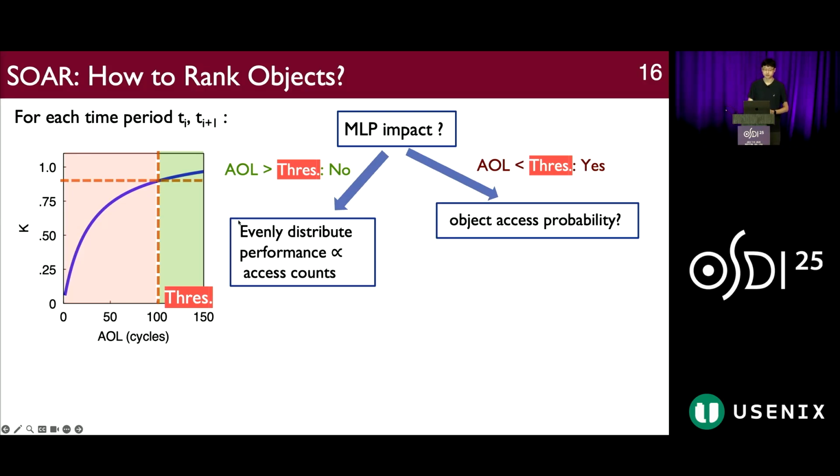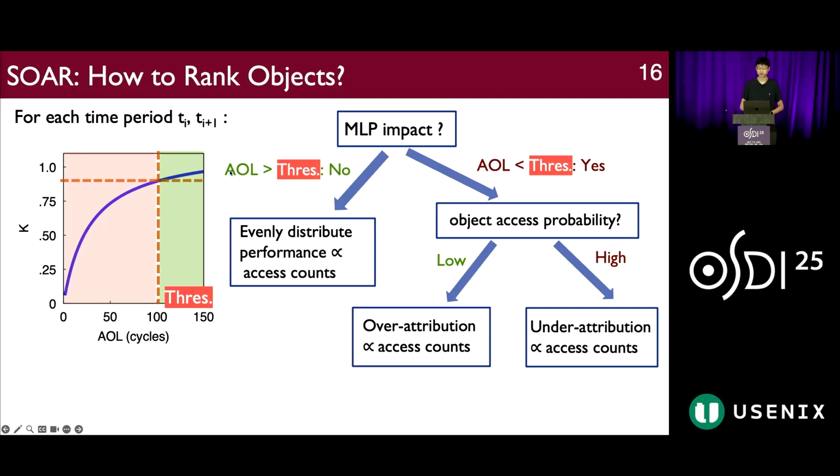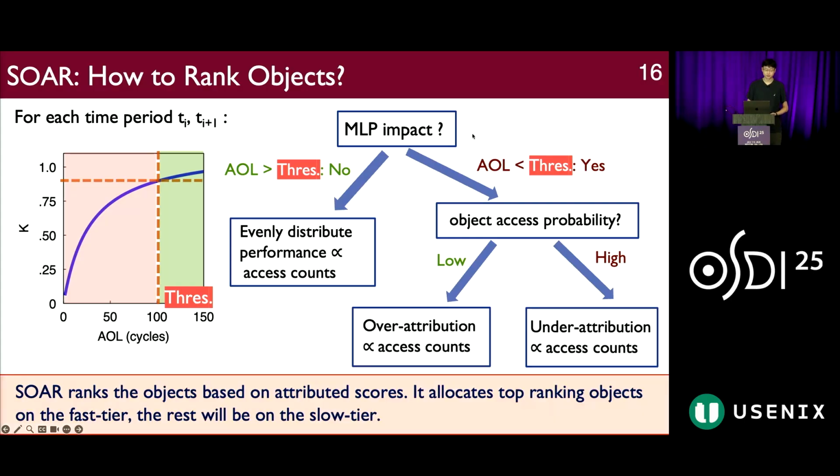If an object is rarely accessed, it's more likely these accesses are impactful. So we attribute more performance slowdown to it. On the other hand, the frequently accessed objects are likely having overlapping memory access, so we assign them a lower performance score. Then the objects can be ranked based on the attribute score, and the top-ranking objects will be placed on the fast tier, and the rest of them will be on the slow tier.